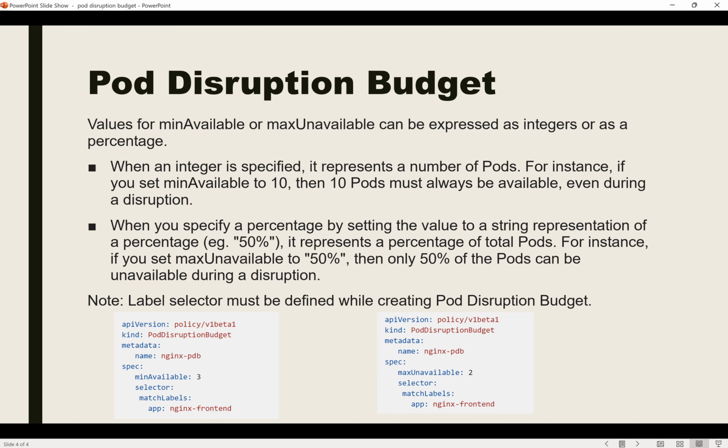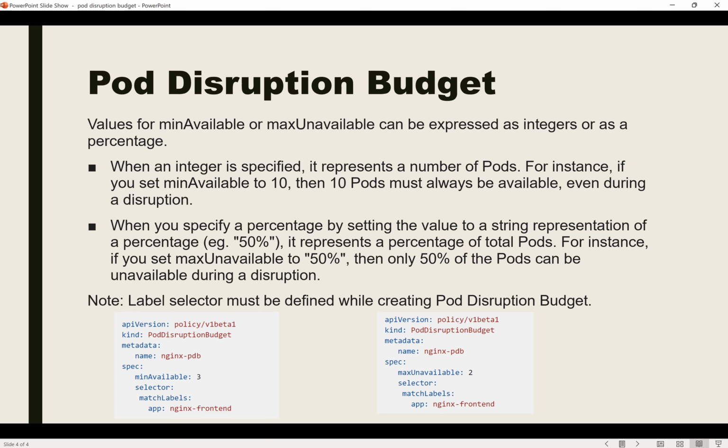The values of minimum available and maximum unavailable can be expressed in integers as well as percentages. So you can define a specific number. For example, if you set the number as 10, that means 10 pods must always be running even during a disruption. However, if you set a percentage, say 50%, that means 50% of the pods must always be running, which will be calculated as 5.